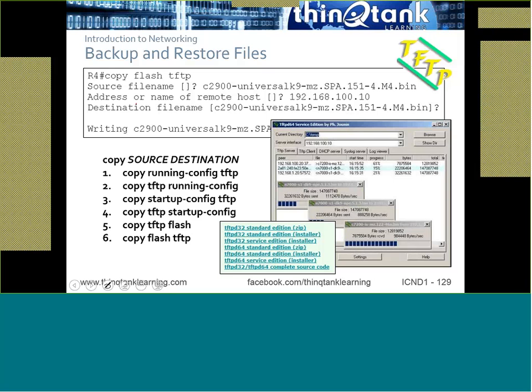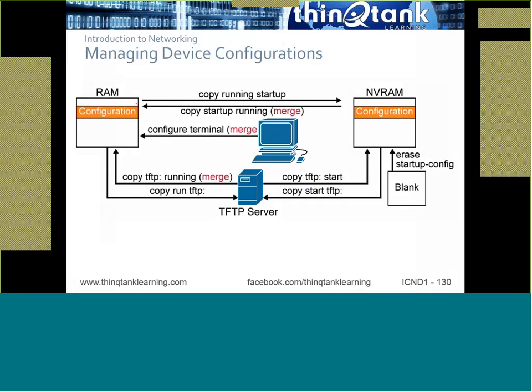All right? This next slide shows kind of a representation of that as well. In this slide, though, copy run start, we're taking our working config and we're making it our startup config. Simple enough. Copy start run, the opposite. Taking our configuration in NVRAM, and making it our configuration in RAM. All right, so this is just a flow chart to kind of represent the same concept.